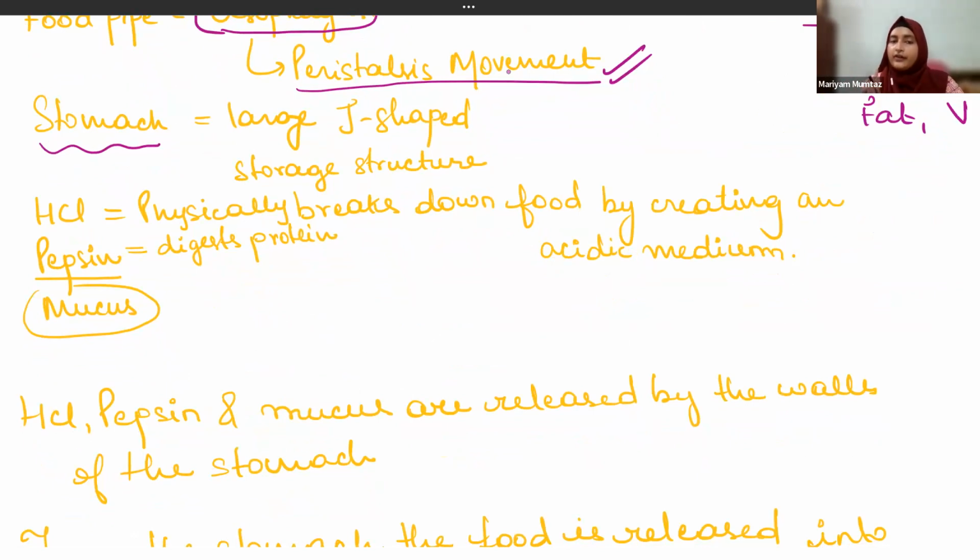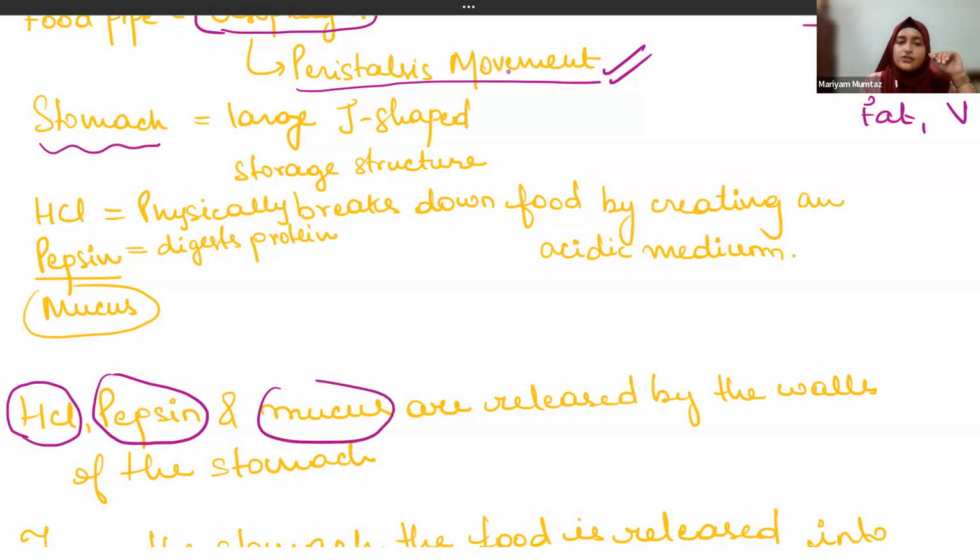First food is stored in the stomach, and after a while, what happens? There are 3 enzymes, meaning there is HCl, which is hydrochloric acid. There is an enzyme which is known as pepsin, and there is mucus. So these 3 are secreted by the walls of the stomach, meaning the wall that is surrounding the stomach secretes the 3 enzymes. And what is their function? So the first function of the HCl, see, it provides an acidic medium.